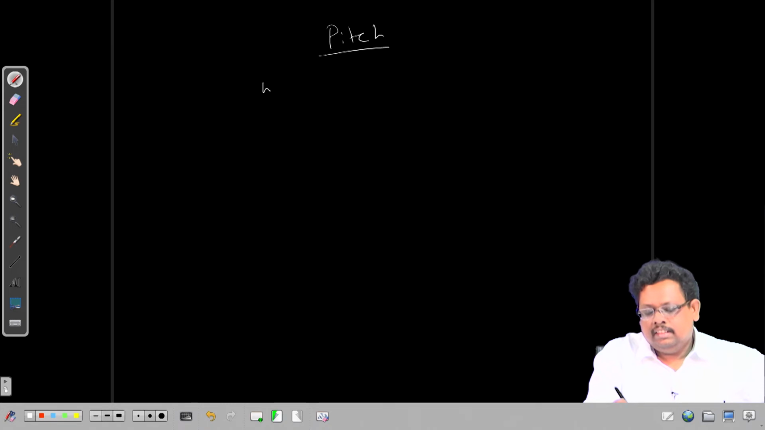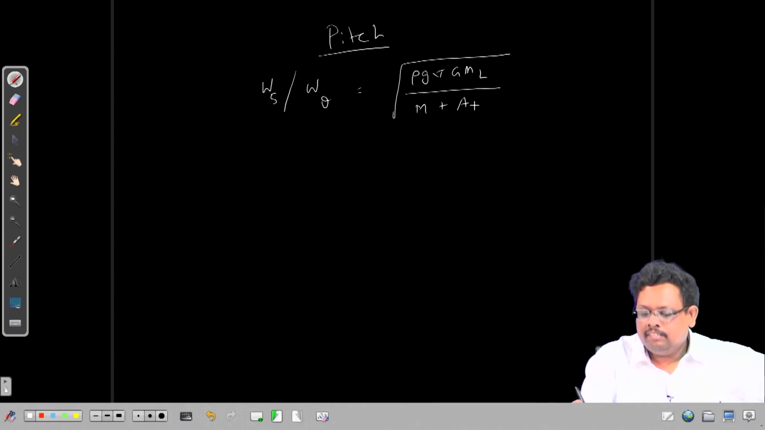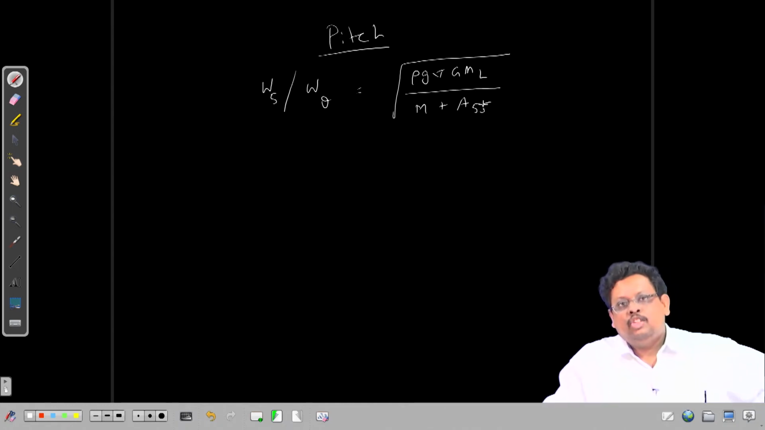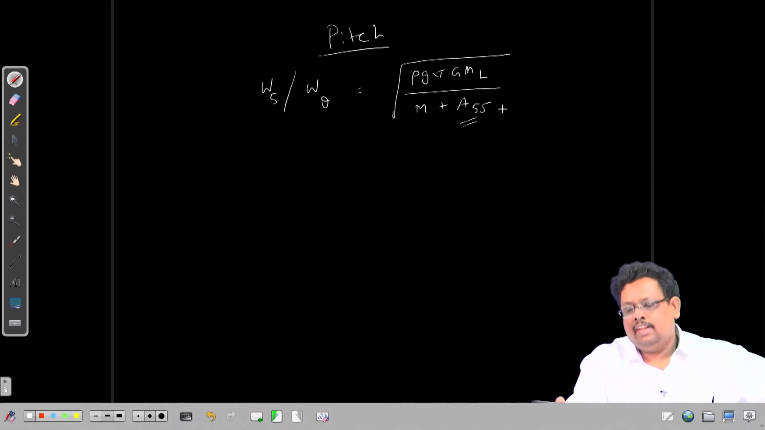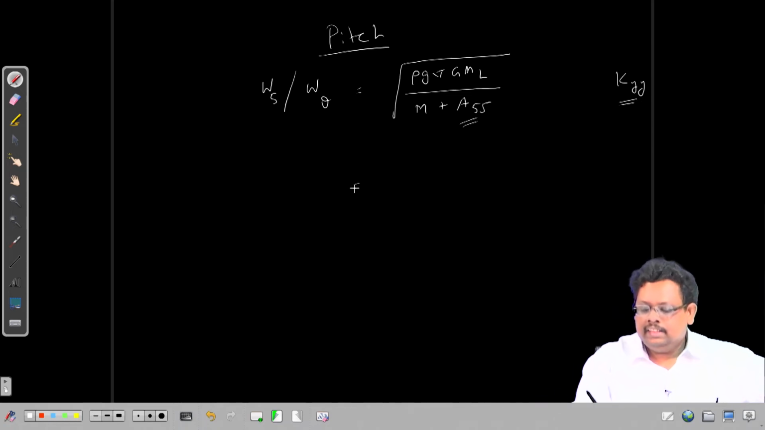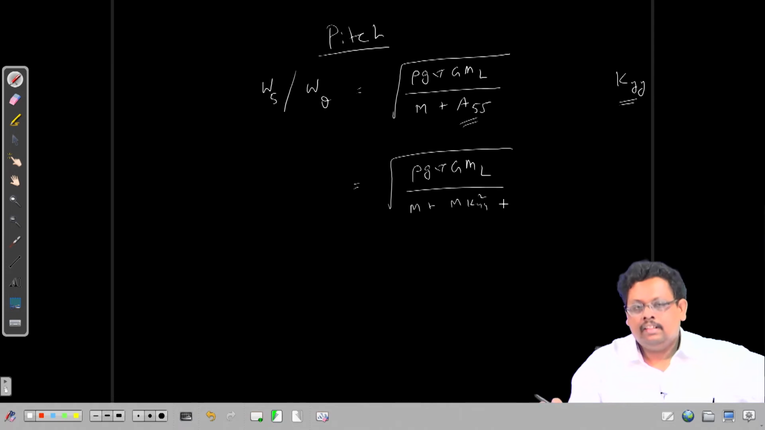Now, you can call this omega 5, or you can call it omega theta. This is equal to the square root of rho g V into GML divided by m plus A55. Here also, how do I approximate A55? Now we can have the radius of gyration k_yy. Then we can rewrite rho g V into GML divided by m plus m into k_yy squared.